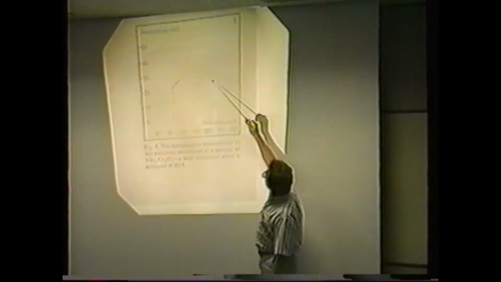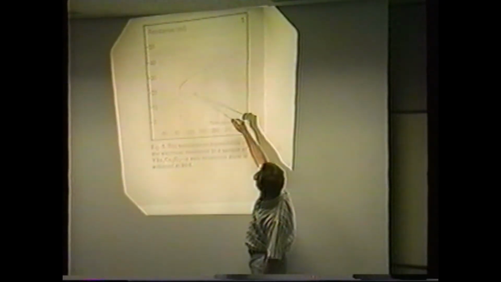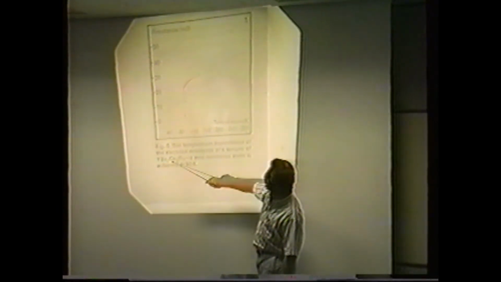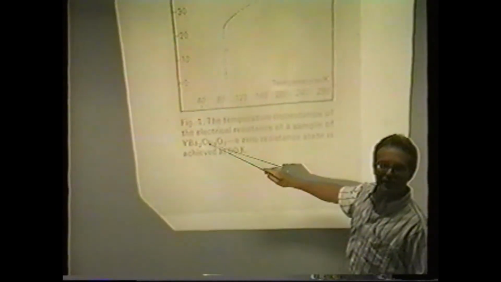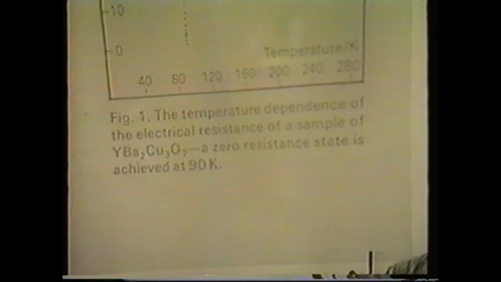Okay, the resistance can be quantified as a function of temperature. Now this might be slightly idealized, and this compound has been the best performer to date. And there's what they call the onset of the critical temperature and the actual.